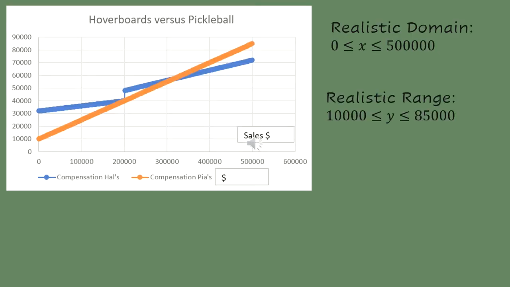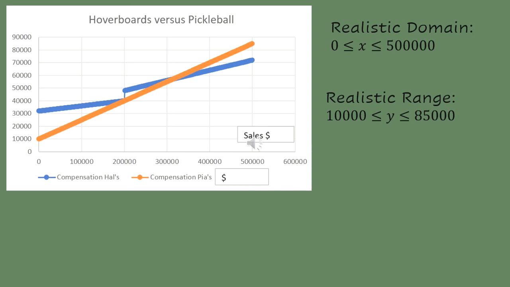I kept mentioning earlier that if you have an application or a word problem, it might create some restrictions on your domain and your range according to what the application is about. So for example, if we go back to Pia and Hal's compensation, it doesn't really make sense to say that their domain can go up to infinity, because during a year there probably is some limit to how much you can sell in terms of hoverboards and pickleball court kits. So just making up a number, let's suppose that it's never been the case that either one has ever sold more than $500,000 worth of their product.